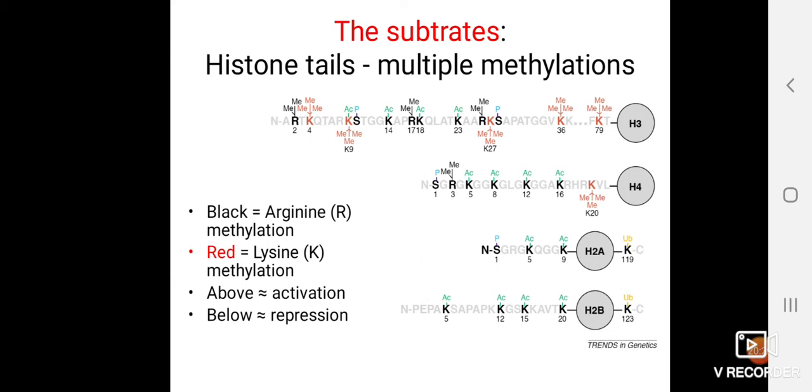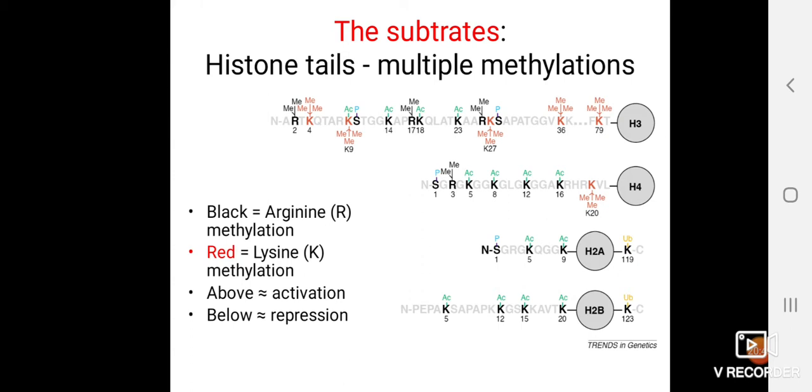Histone tails are going to get multiply methylated. You can see that in the case of H3 more methylation is possible, H4 as well. The color coding you can see there is just mentioned.